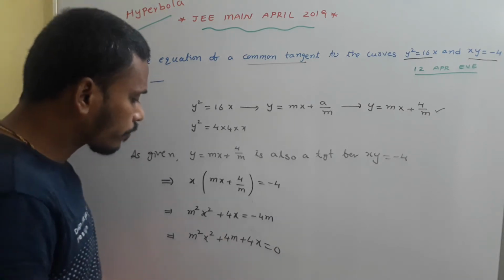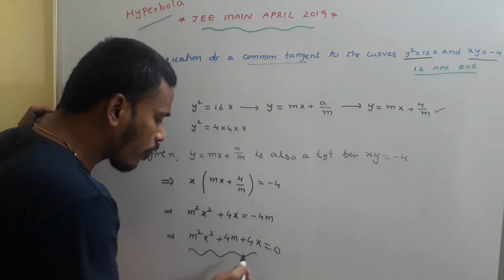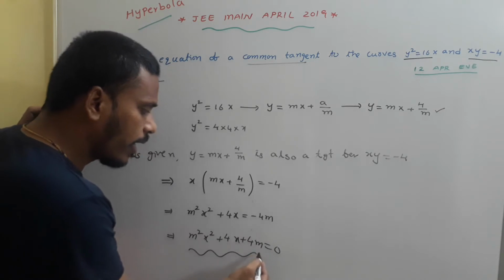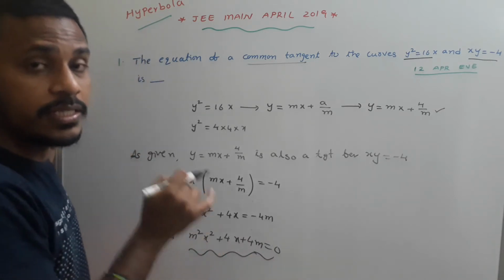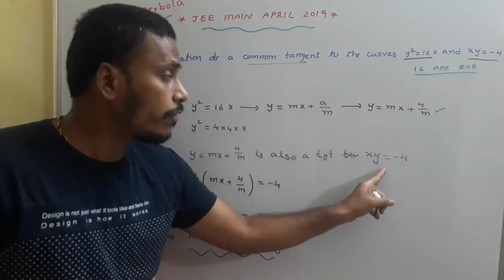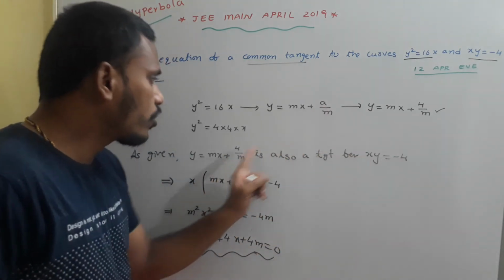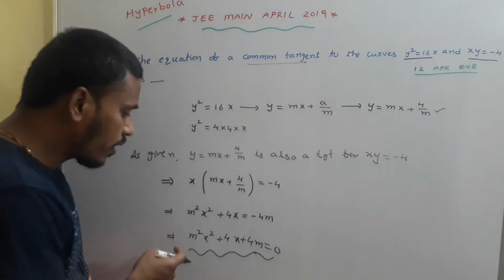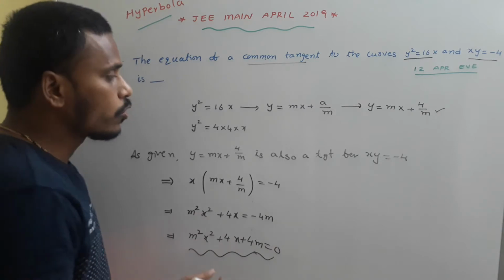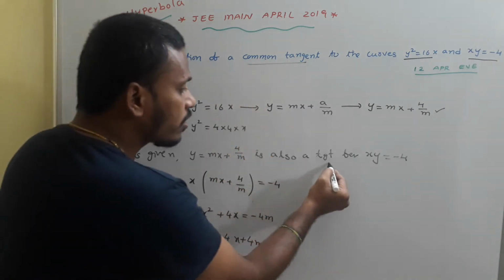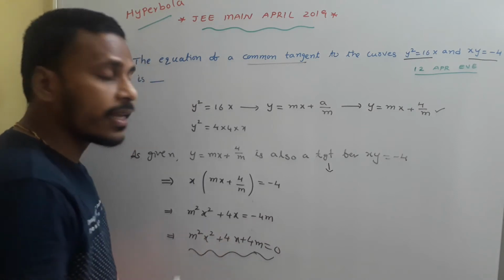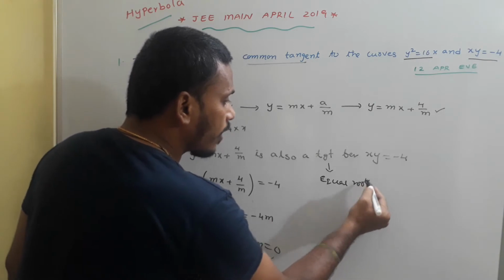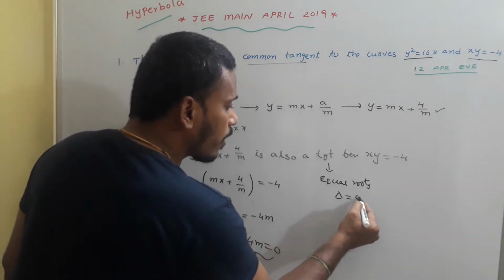Now see, this is a quadratic in terms of x. Since this line is a tangent for this hyperbola, for sure these two have only one common point. So this quadratic has equal roots. Tangent will generate equal roots for this quadratic, and equal roots means its discriminant is equal to 0.